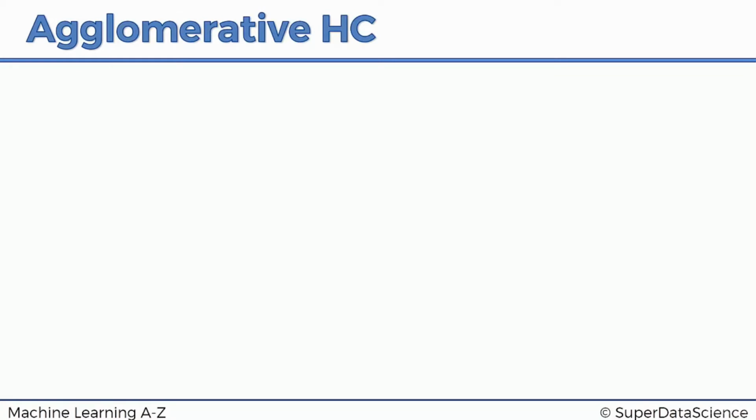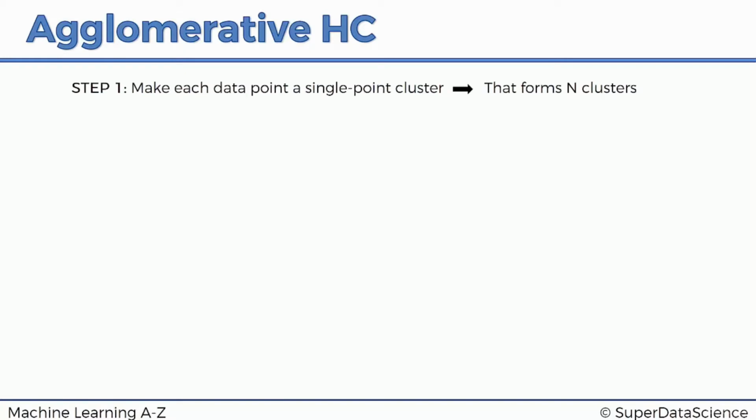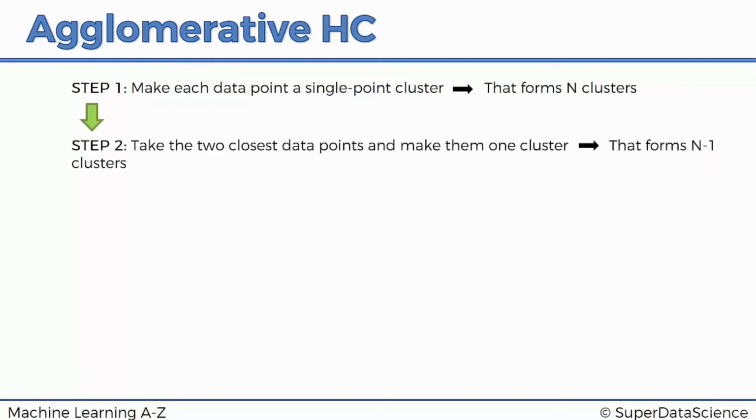To start off, we're going to break it down into a step-by-step approach, and then we'll look at an example and manually perform the clustering. All right, so step one in HC is to make each data point a single point cluster. So that forms n clusters. So if you have n data points, your first step is to look at each one of them as an individual cluster. Then step two is to take the two closest data points and make them one cluster, so to combine them into one cluster, and that forms n-1 clusters.